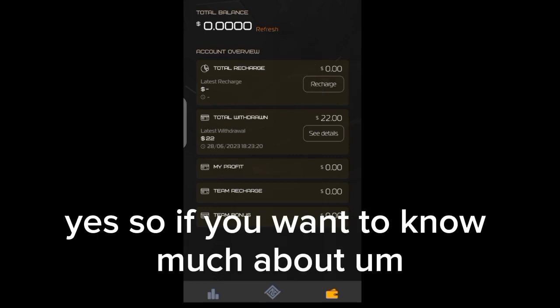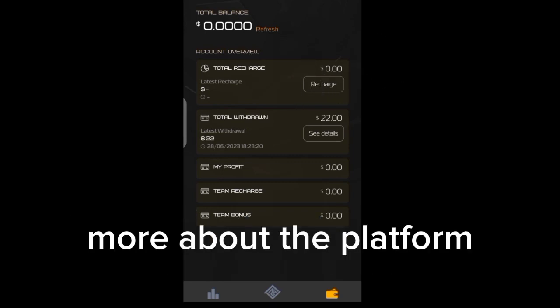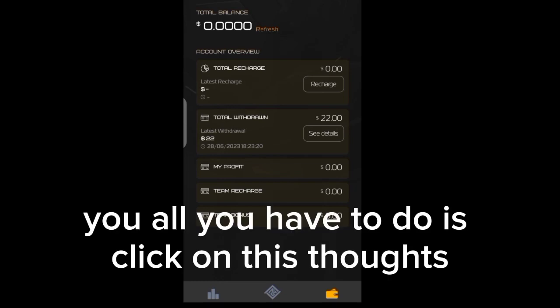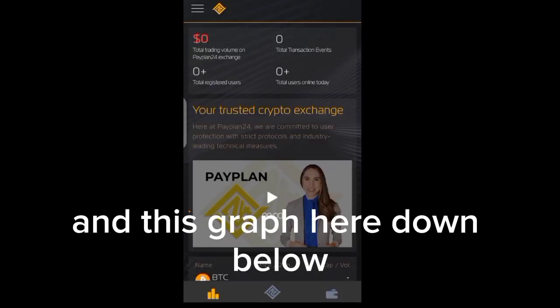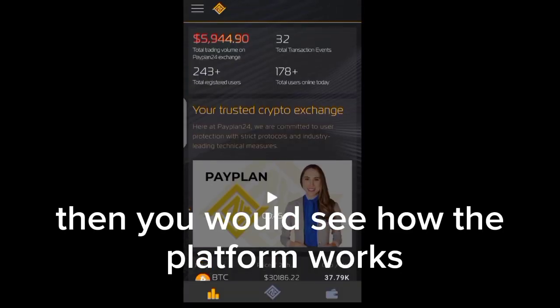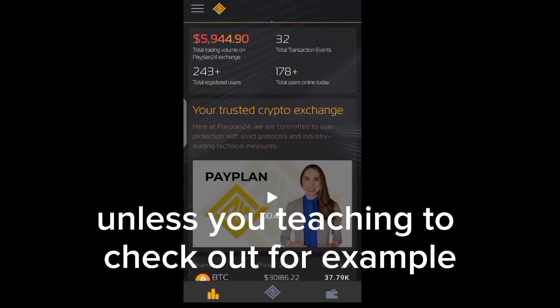Now as you can see, I've made a total withdrawal of $22. Yes, so if you want to know more about the platform, all you have to do is click on this graph here down below. Then you would see how the platform works and the next few things you need to check out.